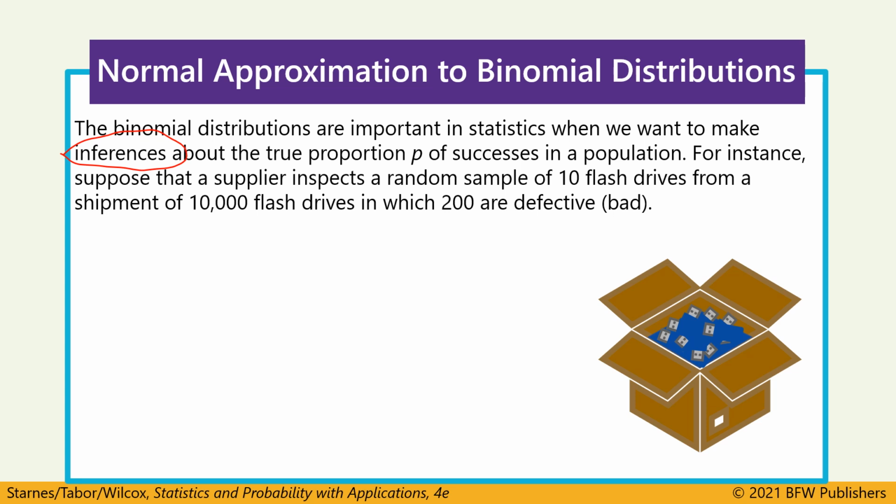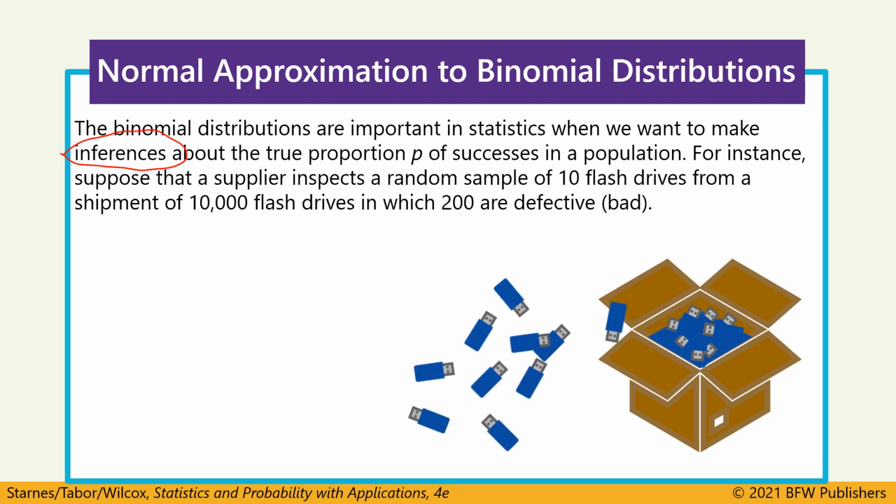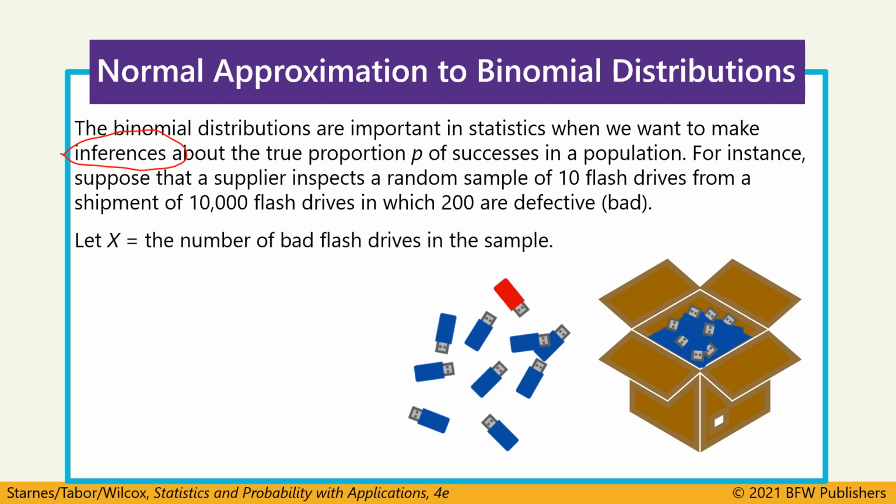So let's say we have a big box of USB drives. We randomly select 10 drives from a shipment of 10,000. And in the whole population of 10,000 drives, 200 of them are defective. They're bad drives. X is going to equal the number of bad flash drives in our sample of 10.